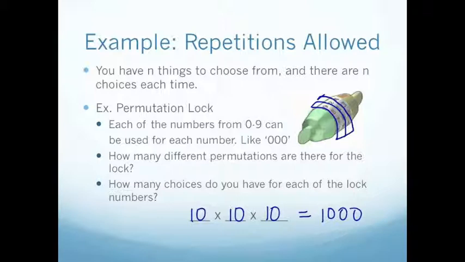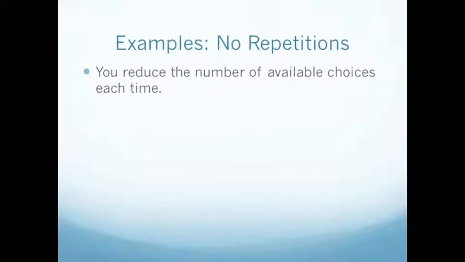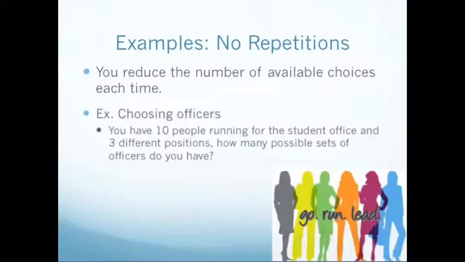This is why it is quite hard for someone to crack a permutation lock without any previous knowledge, because you have to try 1,000 different combinations to actually get the password right. So now let's look at the second case, when no repetitions are allowed. So therefore, you reduce the available choices each time. For example, if you start with n people or n numbers, anything, you will go to n-1, n-2, or something like that. So once you choose something, you cannot choose it again.